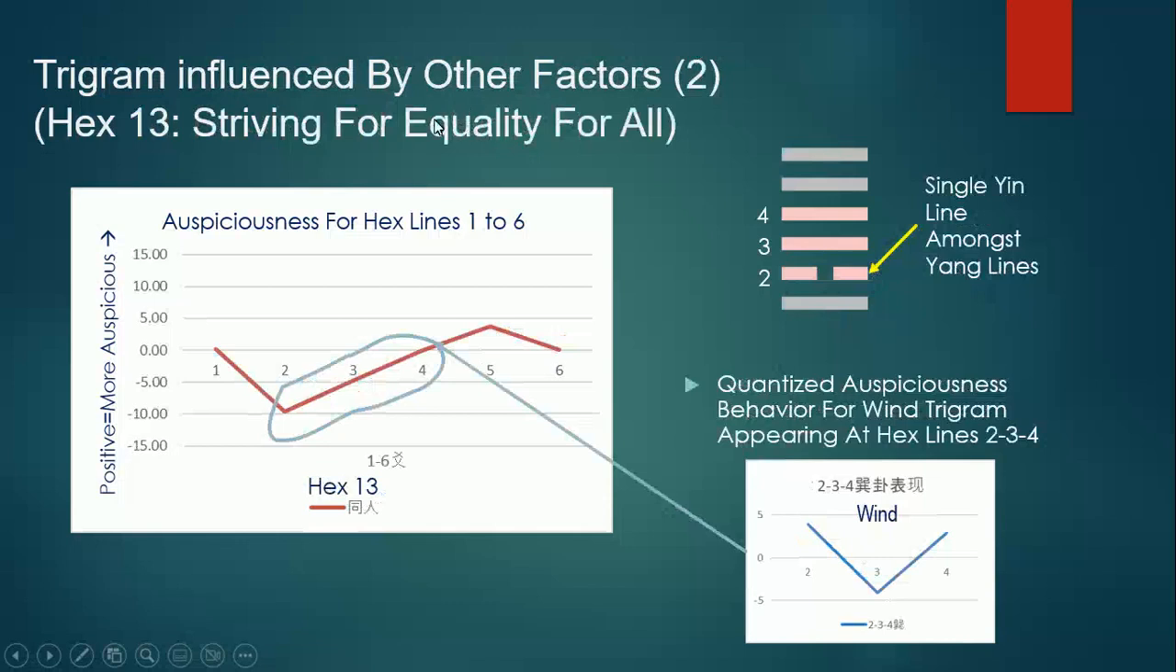Another factor that could affect the auspiciousness reading is, in this example, hexagram 13, striving for equality for all. Because there's a wind trigram appearing at lines 2, 3, and 4, we would expect a behavior of auspicious, anguish, and then back to auspicious. But in reality, line 2 was quite negative. It's not auspicious at all. If we look at the original hexagram, line 2 is a single yin line amongst all the yang lines. So there's a scarcity factor that influenced the importance of line 2. Furthermore, this particular hexagram is talking about equality, and yet line 2 is the most unique. It's all different. It's not equal to the others. So that could also have influenced why line 2 is especially bad.